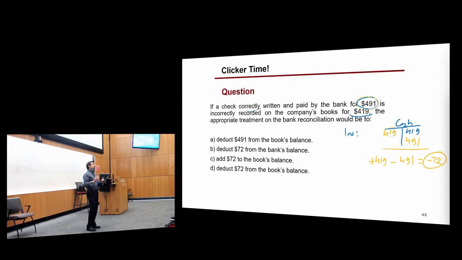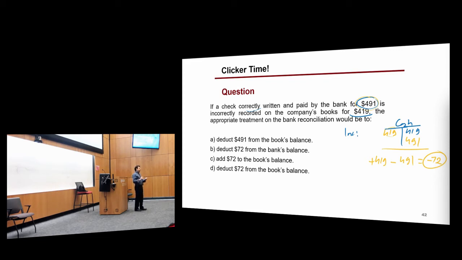So what you do is you look at the debit and the credit. Yes? Why can't you just say it's 72? You are not, but this is the thing. The company basically wrote that they made the payment for 419. The company thought that they paid 419. However, in reality, they paid 491.